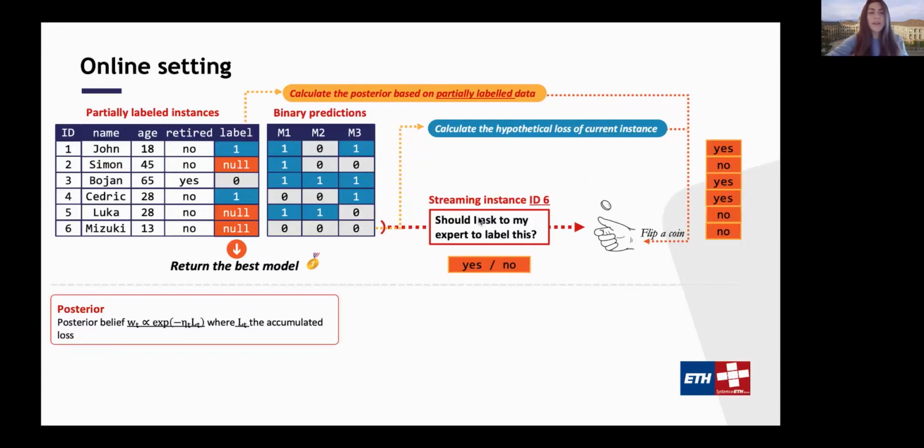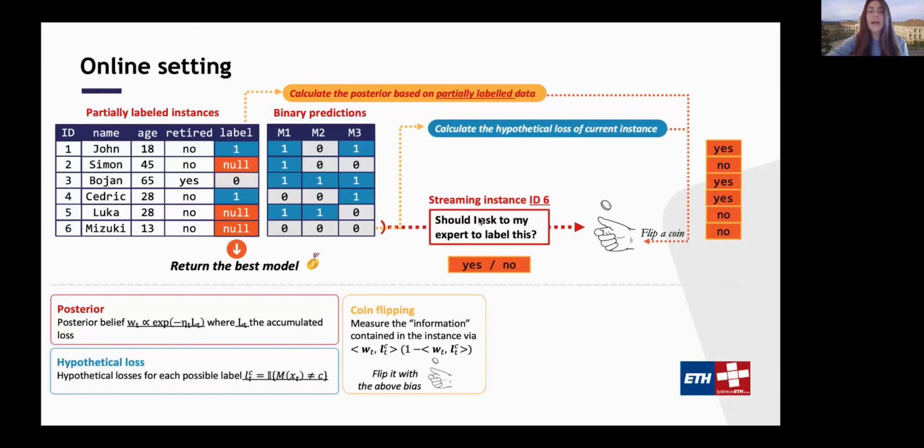So we update the posterior. At this hypothetical loss state, we just check the hypothetical loss for each possible instance. So if the true label is 1, what will be my hypothetical posterior update, and if 0, what will be my hypothetical posterior update. And using these, I'm going to form a bias, which is simply the variance of this hypothetical loss over the posterior distribution, which you can also compute via this expression. So this will be my coin flipping bias, and using this bias, I will flip a coin.